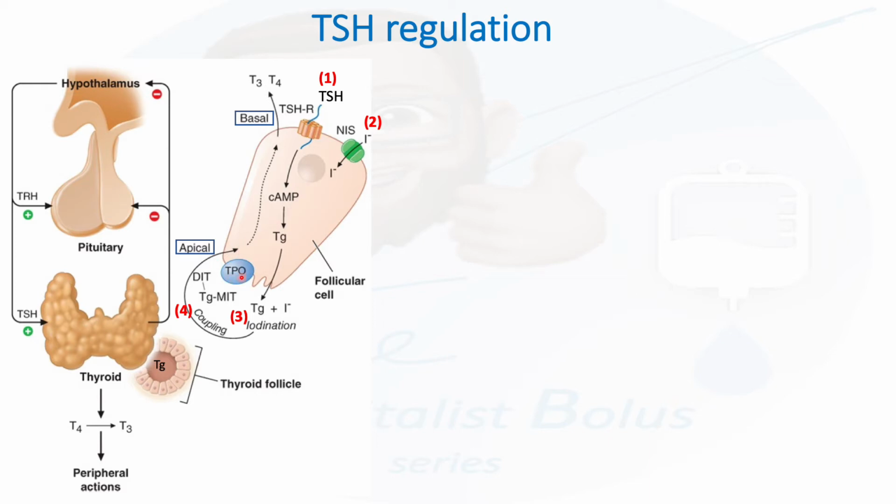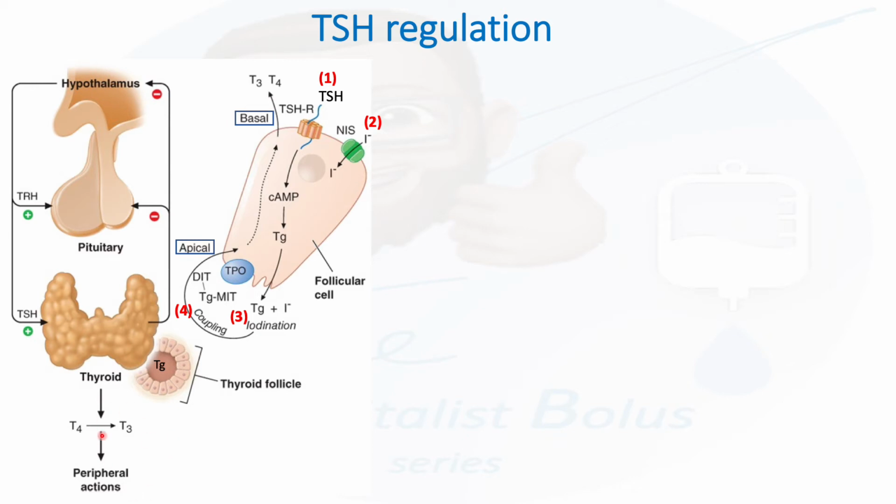And antibodies against this enzyme are what we send when we suspect a thyroid disorder, as we're going to talk about in another video. So at the end of the day, after the iodination and the coupling, there is going to be a release of T3 and T4 into the circulation.